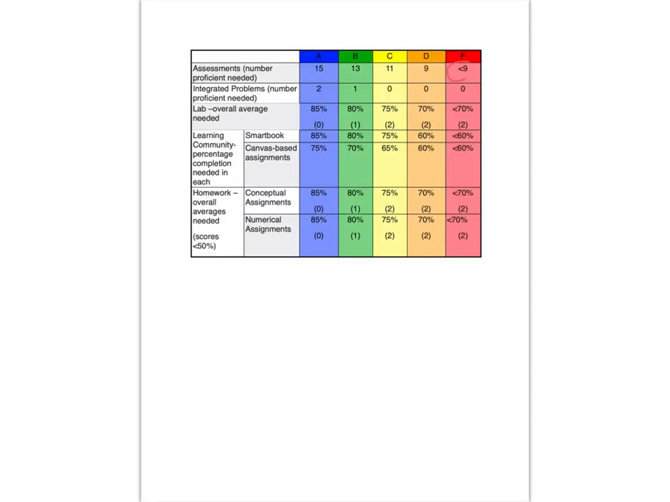So unfortunately, his level of assessments puts him at the F level, and even though he has 0 integrated problems, we could say it is a C, but it's also true at all these. Let's see how he did in other things. So he's here and here for the SmartBook and for the Canvas base. We have to fill in. That puts him at the A and the B level.